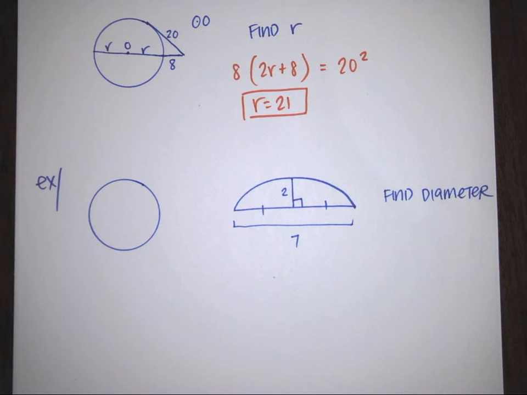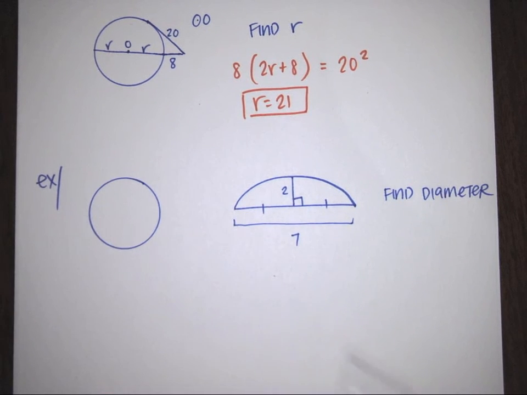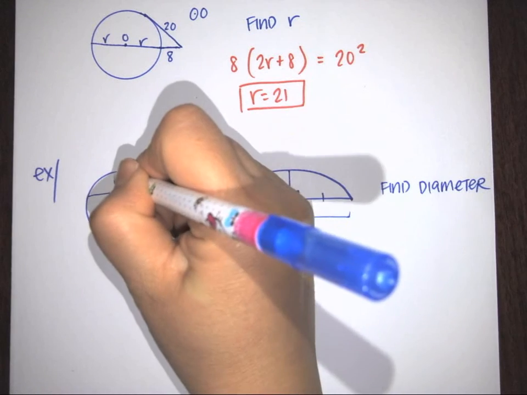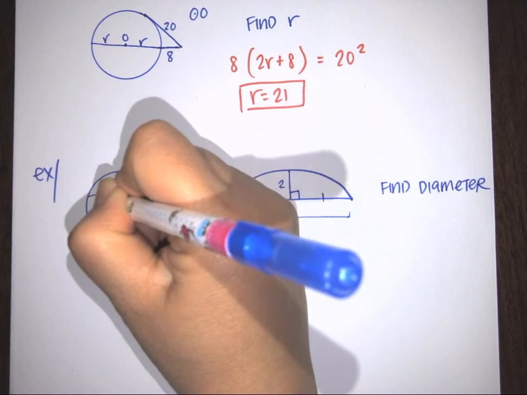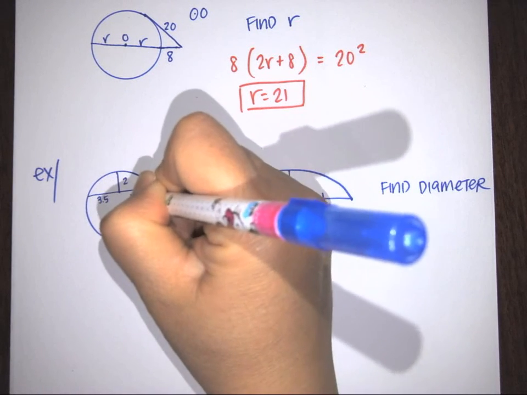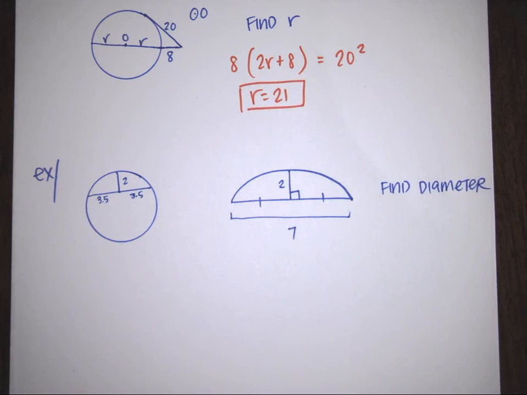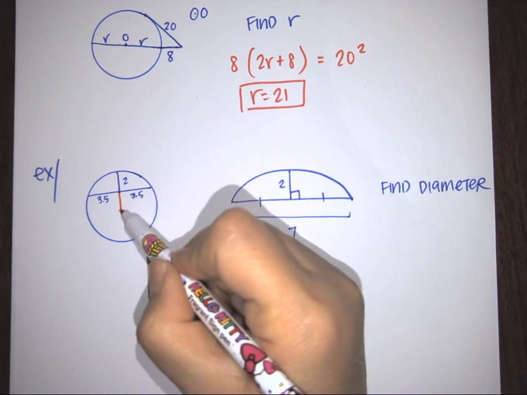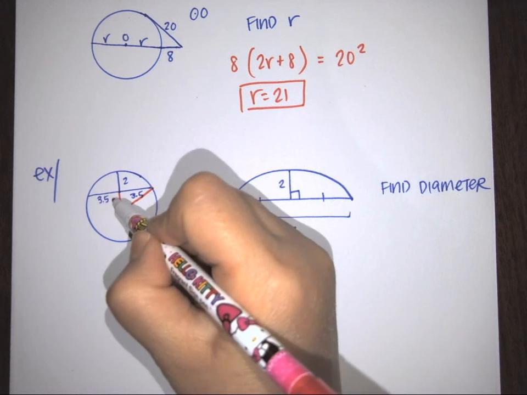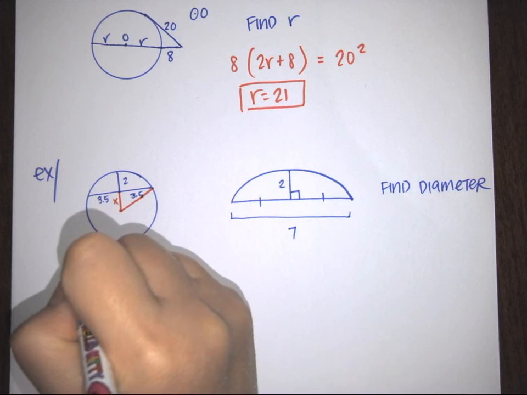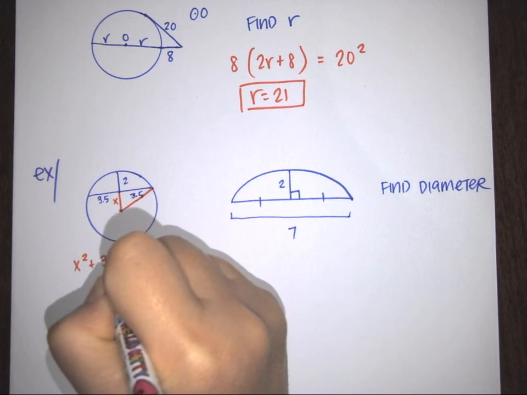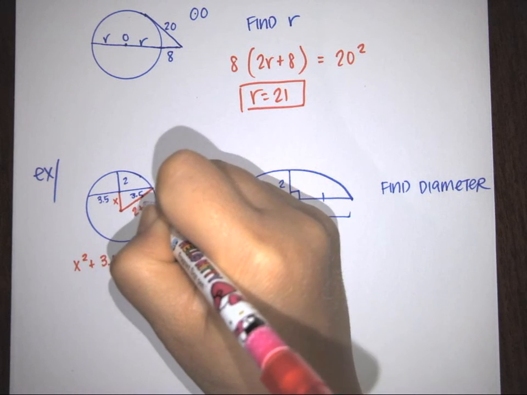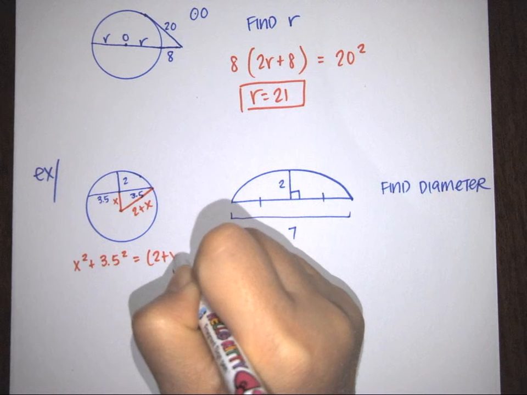So for this one, we can draw the rest of the circle. I already did that here. So we'll say this is 2, 3.5, 3.5. And find the center, draw a right triangle, call that x. A squared plus b squared equals, the radius is 2 plus x. 2 plus x squared.